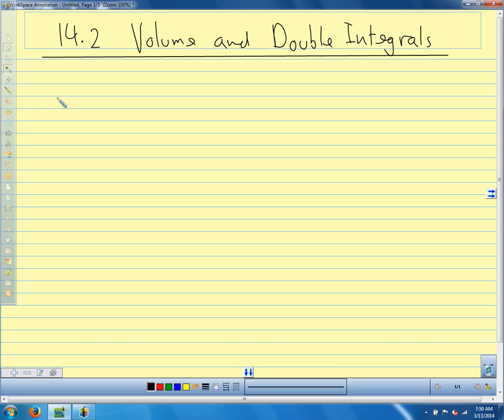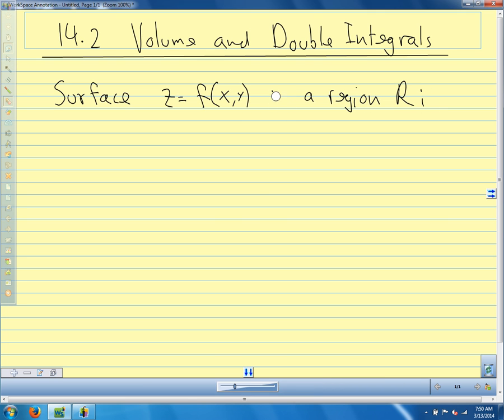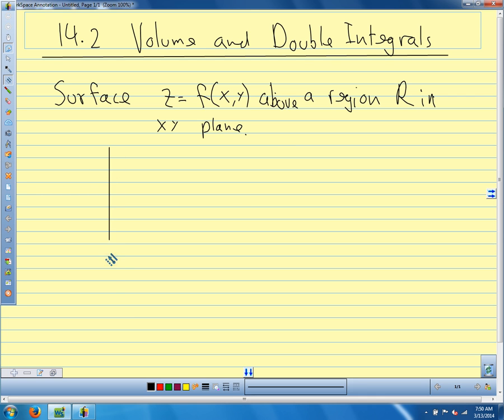So let's say we have a surface z equals f of x, y in some region R, and I'm going to say above a region R in the xy plane. So here's what we have. We're going to draw a little picture, and we use our picture to help us out.